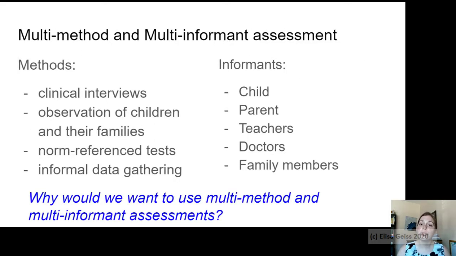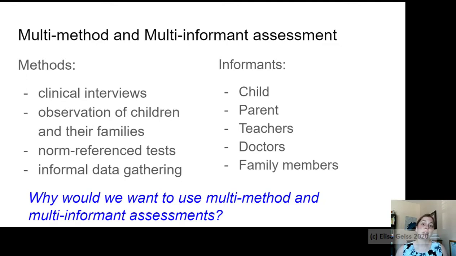And one of the important things is the multi-method and multi-informant assessments. So there are different methods that we use. The methods are just how do we go about doing an assessment? So the easiest one is a clinical interview. If I had a child coming in for the first time, I might want to talk to that child. Hey, what's going on in your life? How are things going? I want to talk to the parents as well.